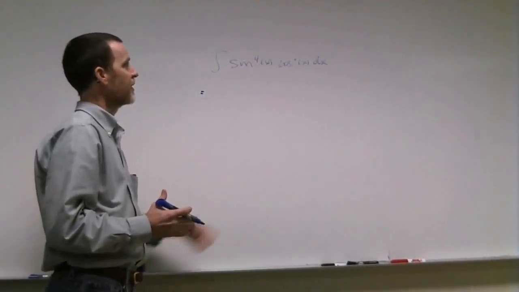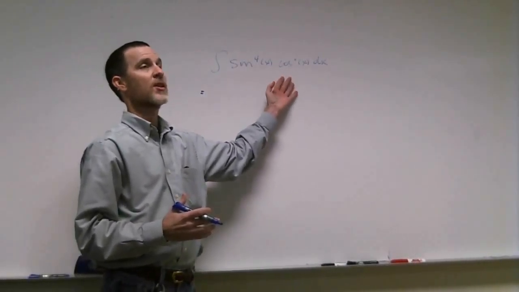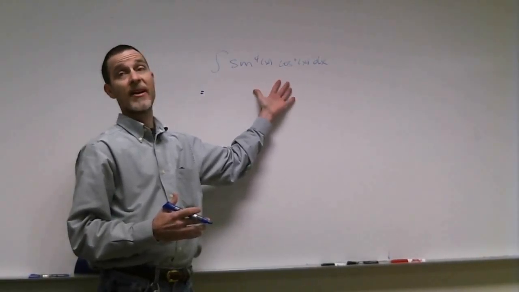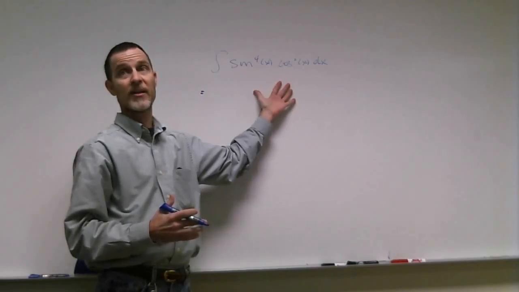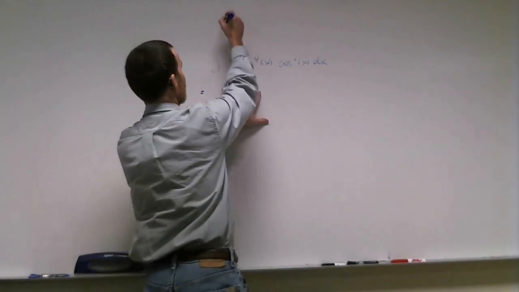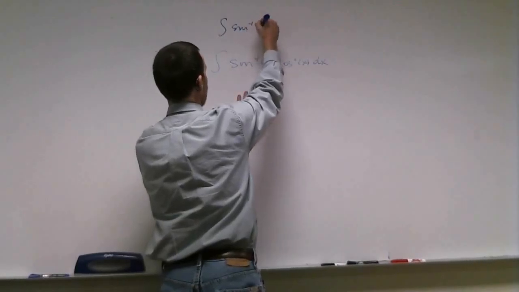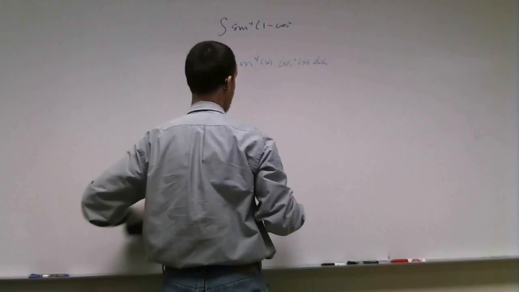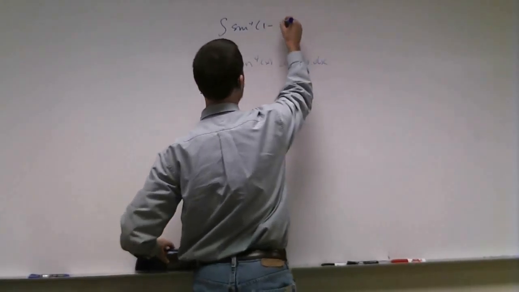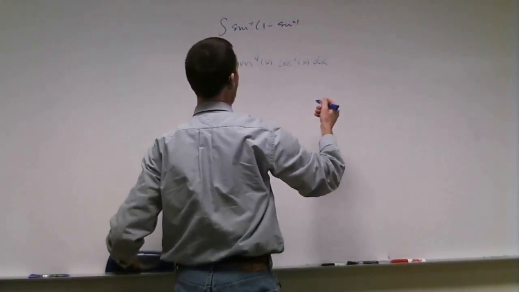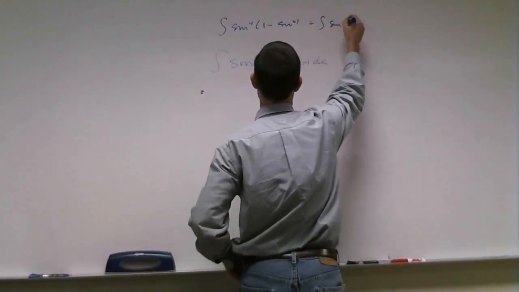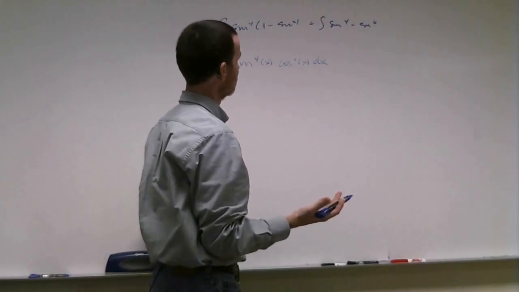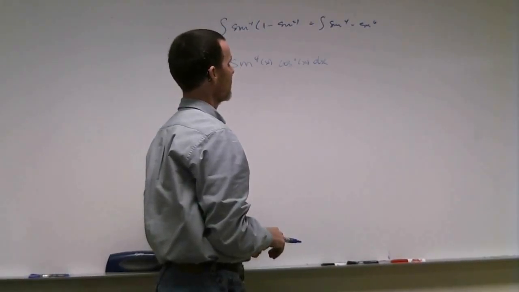It's even. 4 plus 2 is 6. It's an even power here. That tells me half angle, not Pythagorean identity. Because if I tried Pythagorean identity, what would I end up with? Sine to the fourth, 1 minus sine squared. Well, I just end up with sine to the fourth minus sine to the sixth. Well, that's not getting any better.